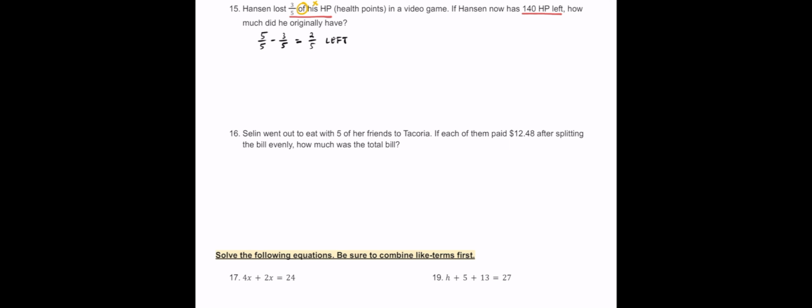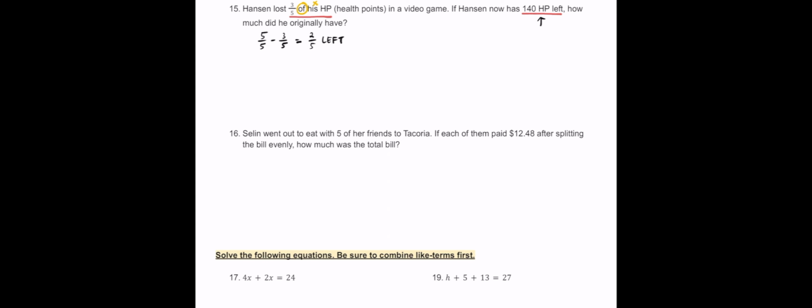Okay. So the question is, how much does he have left? Well, we know here that he has 140 left, right? 140 HP. So let me see if I can rewrite this real quick because this is a little bit strange here. What's going on here? Let's go ahead and say that was what he had left. Maybe it'll not be temperamental. This is what he had left as well.